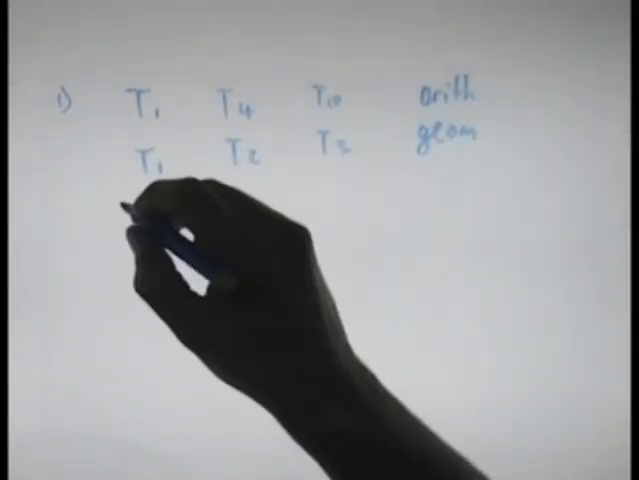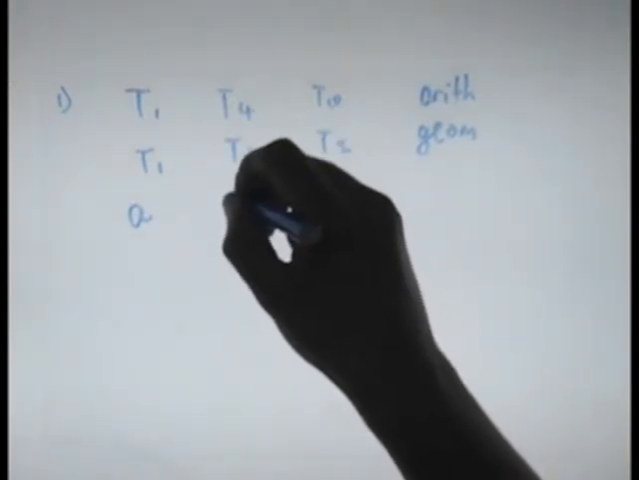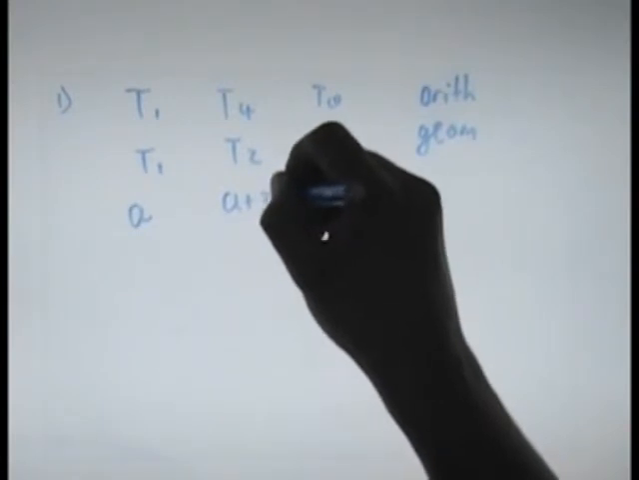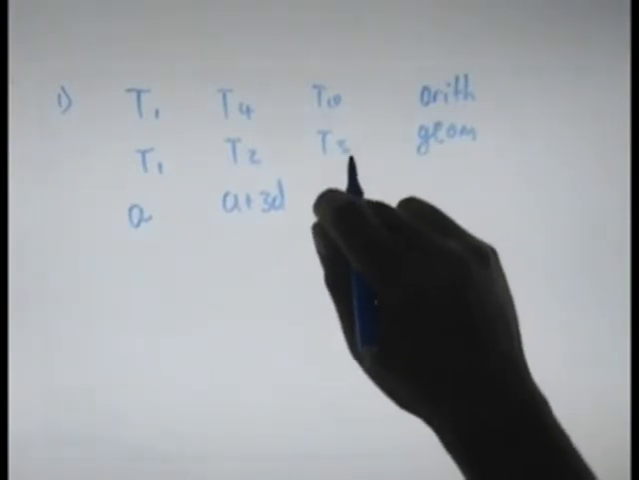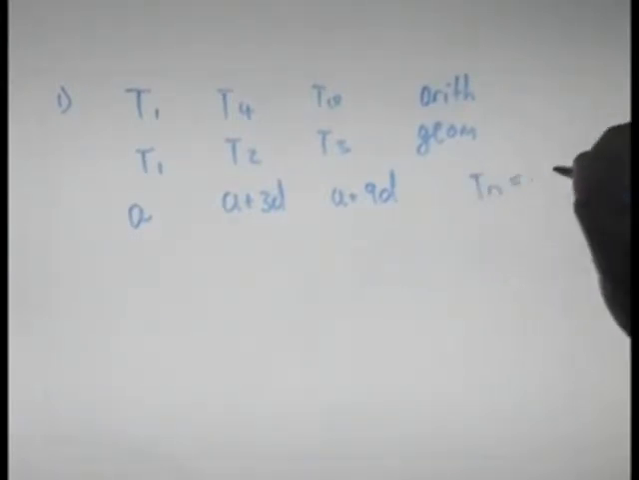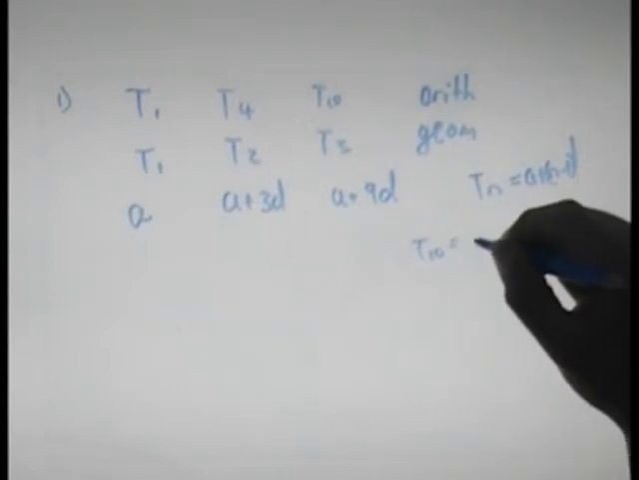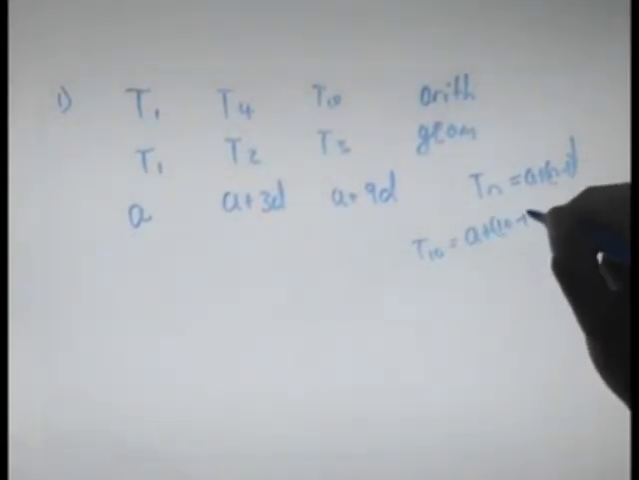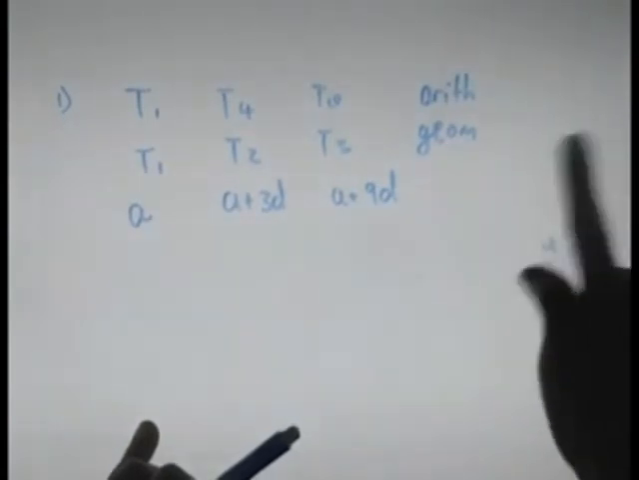We know for an arithmetic series that term 1 is equal to a, term 4 is equal to a plus 3d, 4 minus 1 times d, and term 10 is equal to a plus 9d. Remember, the standard form is Tn is equal to a plus n minus 1 times the difference, which means that term 10 is equal to a plus 10 minus 1 times the difference, which is a plus 9d. And that's the first 3 terms of our geometric progression.